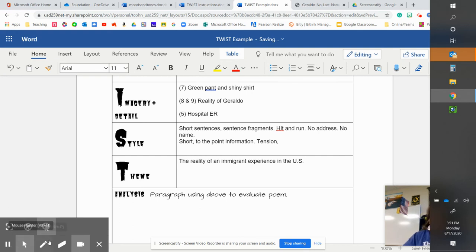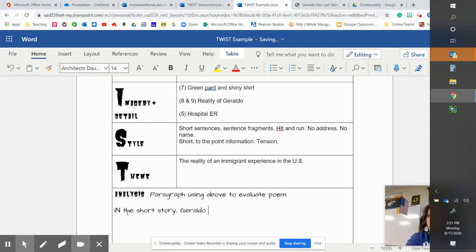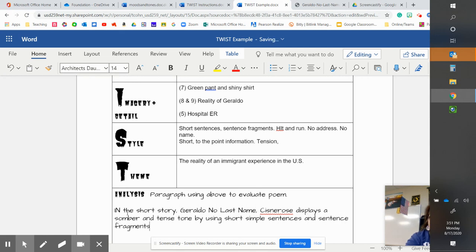All right. And then we would put our paragraph together. In the short story Geraldo, No Last Name, Cisneros displays a somber and tense tone by using short, simple sentences and sentence fragments to resemble the way teens speak.